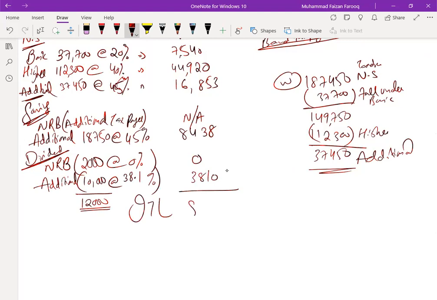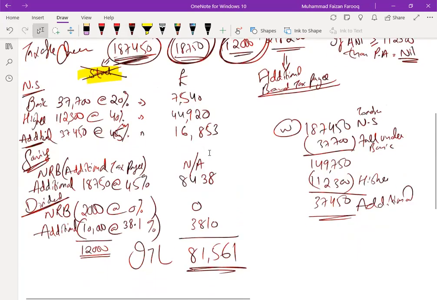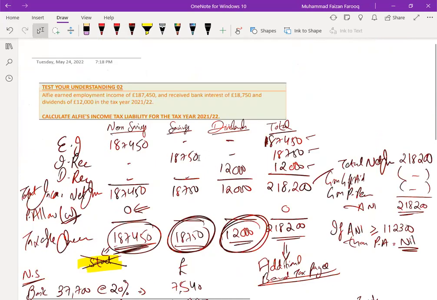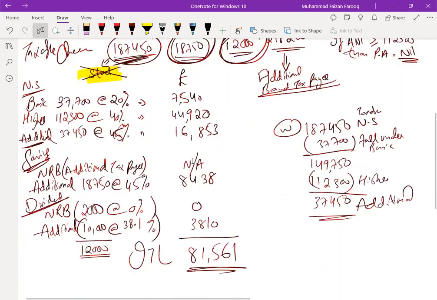Total income tax liability for this particular question will be 81,561, and there is no pay as you earn, which means the liability and the payable will remain the same. The requirement for this particular question is only to calculate income tax liability. Any problems, please?